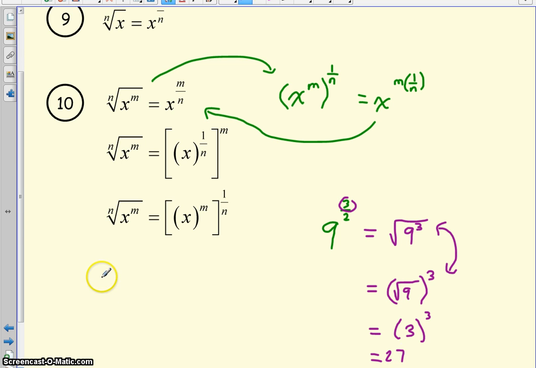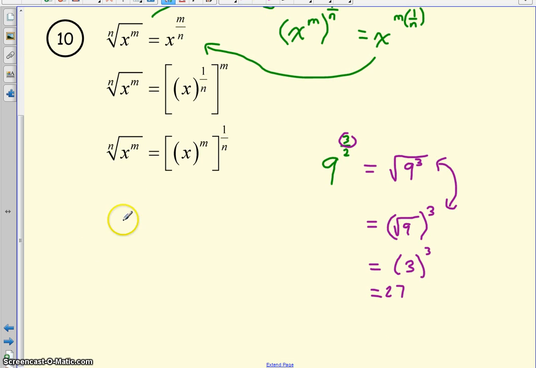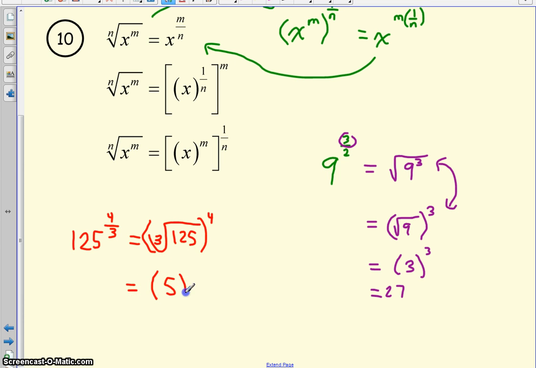To give you another example, let's say we had 125 to the exponent of 4 over 3. This is something you could evaluate in your calculator so you have an idea of what the answer is. But what this actually means is that you'd have the cube root of 125, and all that would be to the exponent of 4. You could have 125 to the exponent of 4, but that's a much larger number to work with. You could work with the cube root of 125 first. Typing that into your calculator should tell you that it's equal to 5. So you have 5 to the exponent 4, which is 625.